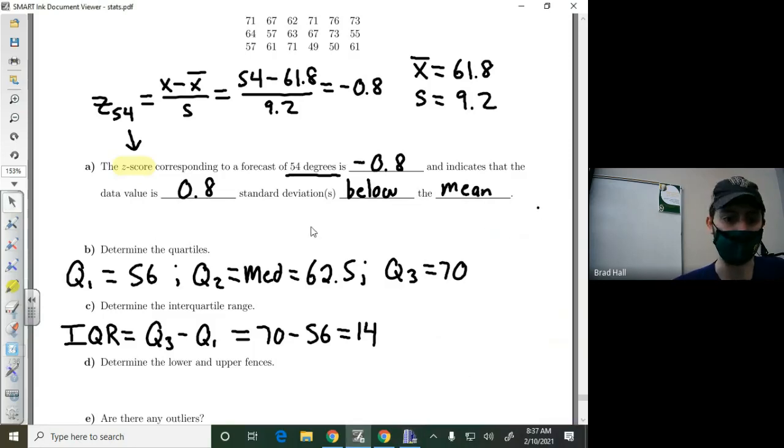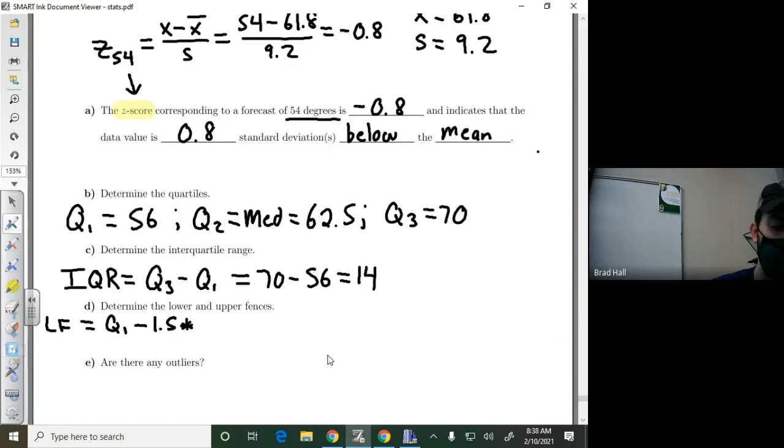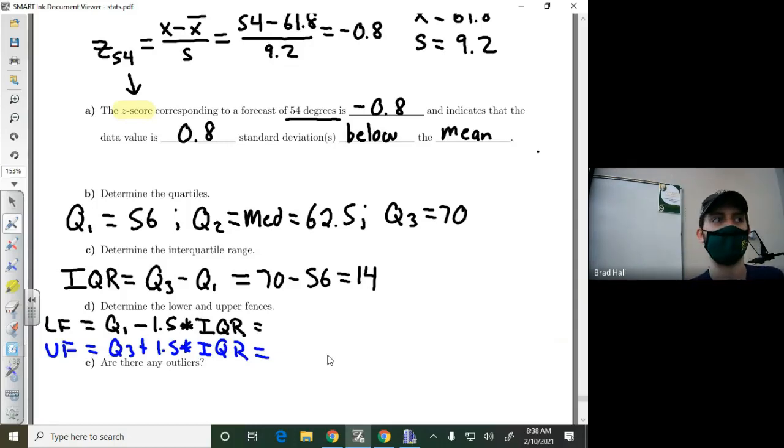So I guess we don't need the calculator. I have everything written here. We found the interquartile range. Let's go a little bit further. Determine the lower and the upper fences. The lower fence, I'll just rewrite the formula, is Q1 minus 1.5 times the IQR. And right below that, I'll put the upper fence, which is Q3 plus 1.5 times the IQR. Again, this just gives the boundaries for which all the typical values lie in between.